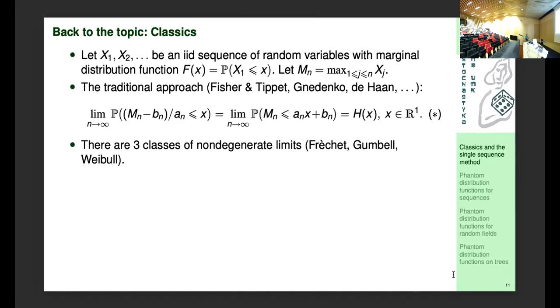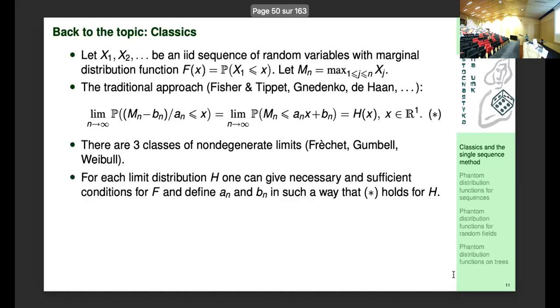The idea is that there are three classes of non-degenerate limits: Fréchet, Gumbel, Weibull. Now, this is a classical idea, and also due to works of Gnedenko and de Haan mainly, we can give precisely necessary and sufficient conditions for a given marginal distribution function F to belong to the domain of attraction of some extreme value distribution.